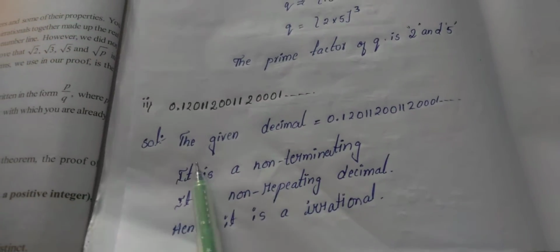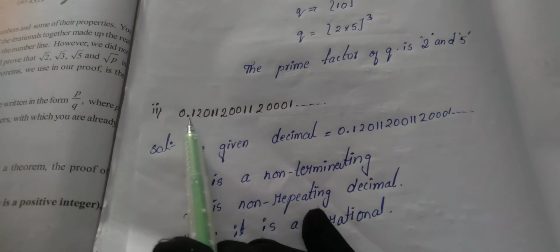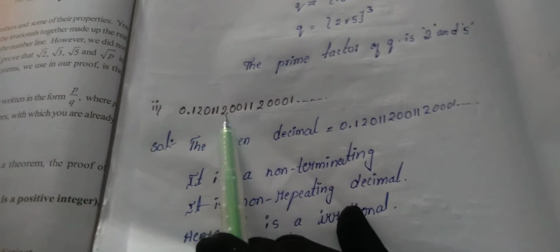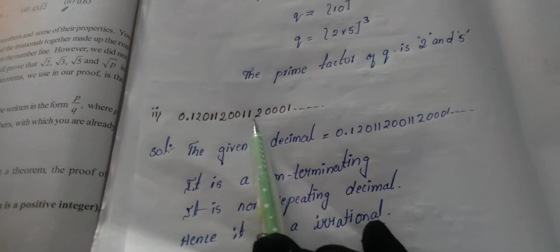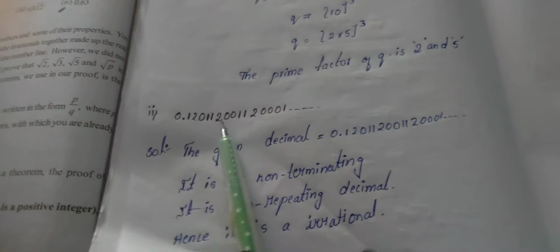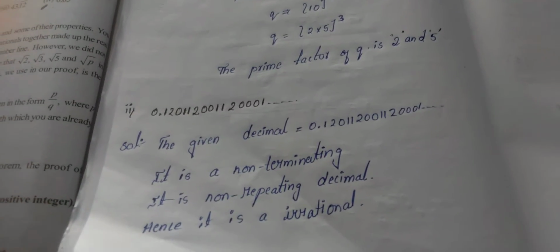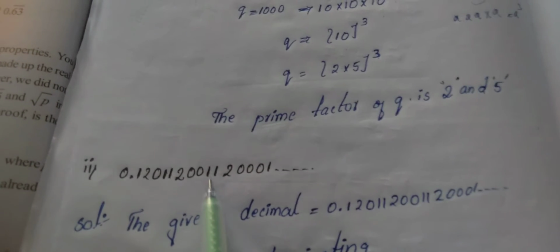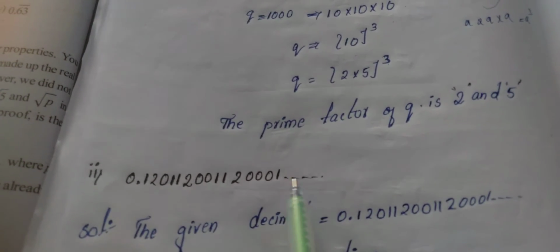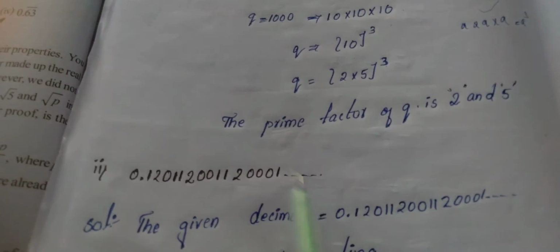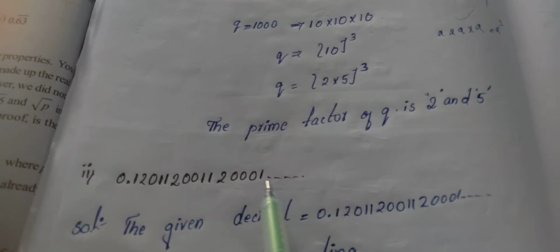This is your question: 0.12011 and so on. What we have to do is convert into the p by q form and, after converting, find the prime factors of q. Is it possible to write in the p by q form? Here it says "so on", which means some numbers continue after the one.